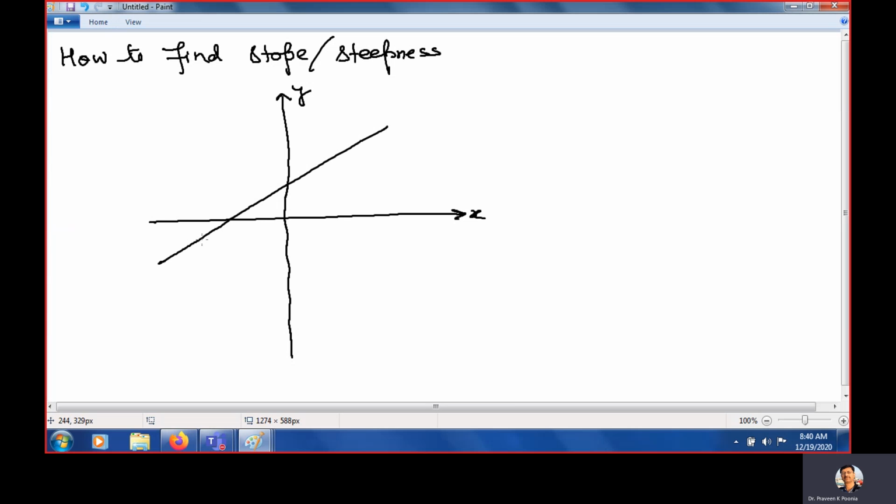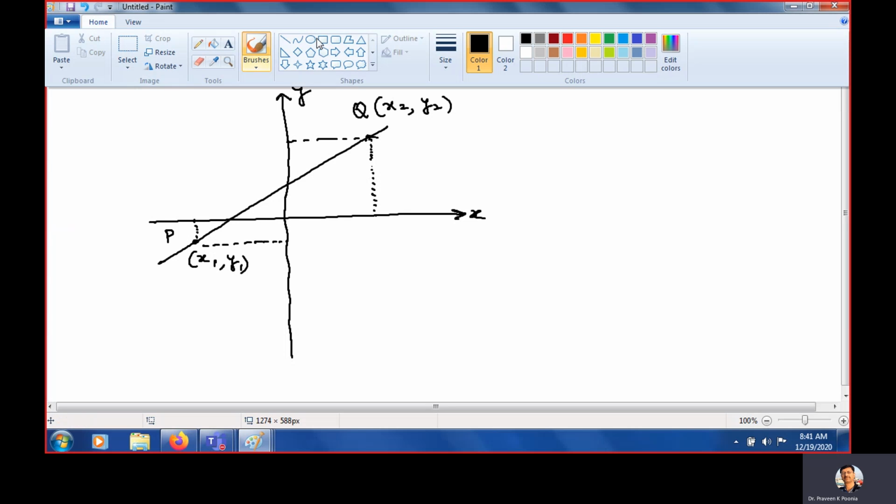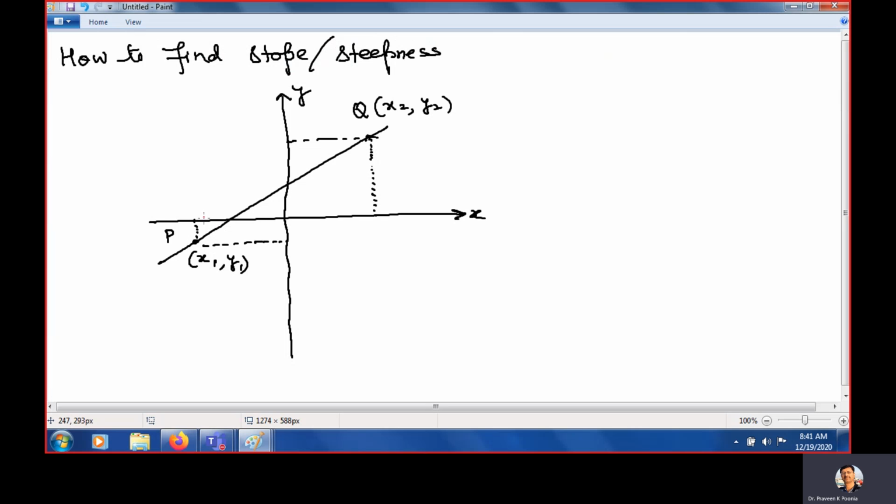Now it is okay. Let the coordinates of the point P be x1, y1. Clear? So if you draw a point here, this is the point Q, and the coordinates of this point are x2, y2. If you draw a perpendicular here and a perpendicular here, I want to tell you the distance between the coordinates on the x-axis. This is the distance.